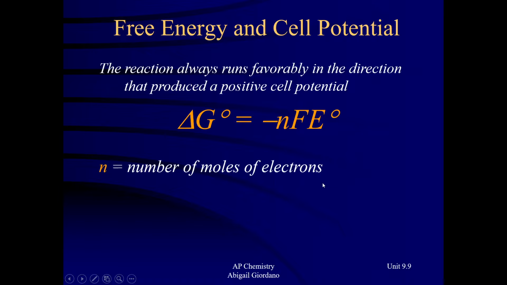Delta G, we know what that is. That's Gibbs free energy. This lowercase n, it says number of moles of electrons. Let me translate that for you. In the problems we were just working, whatever the coefficient was for the electrons that we canceled out, like in that last problem we did, we canceled out 10 electrons on both sides. 10 is the number I would then plug in for that lowercase n. It's however many moles of electrons got canceled out when you added the two half cells together.